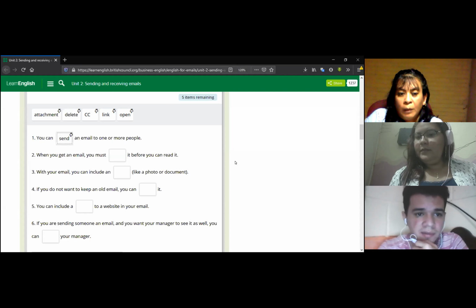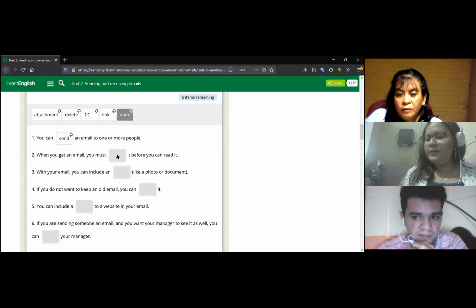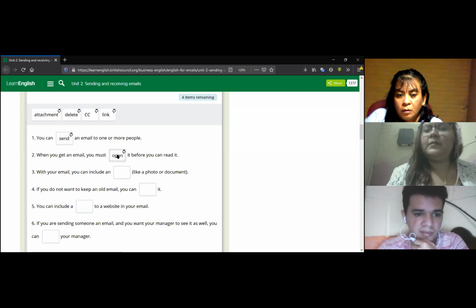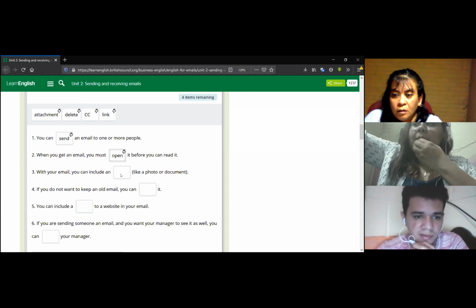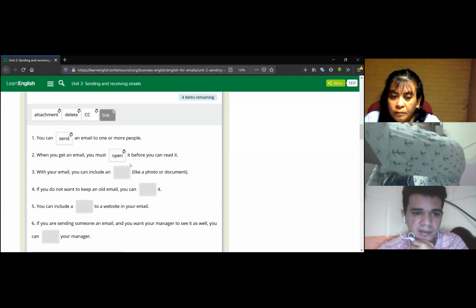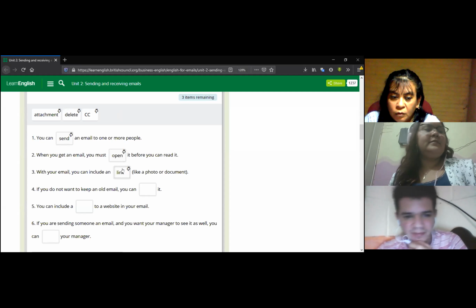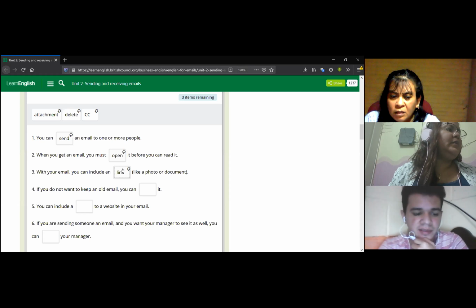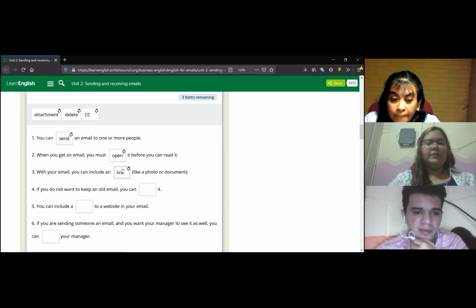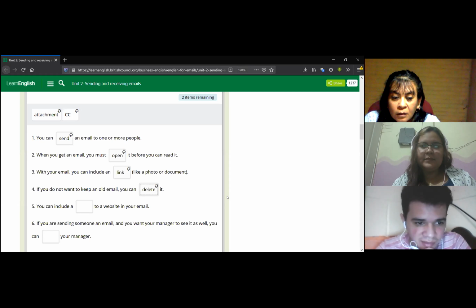You must open the second opening before you can read. With your email you can include a link, like a photo or document. If you do not want to keep an email, you can delete. You can delete, no? Delete. You can include.